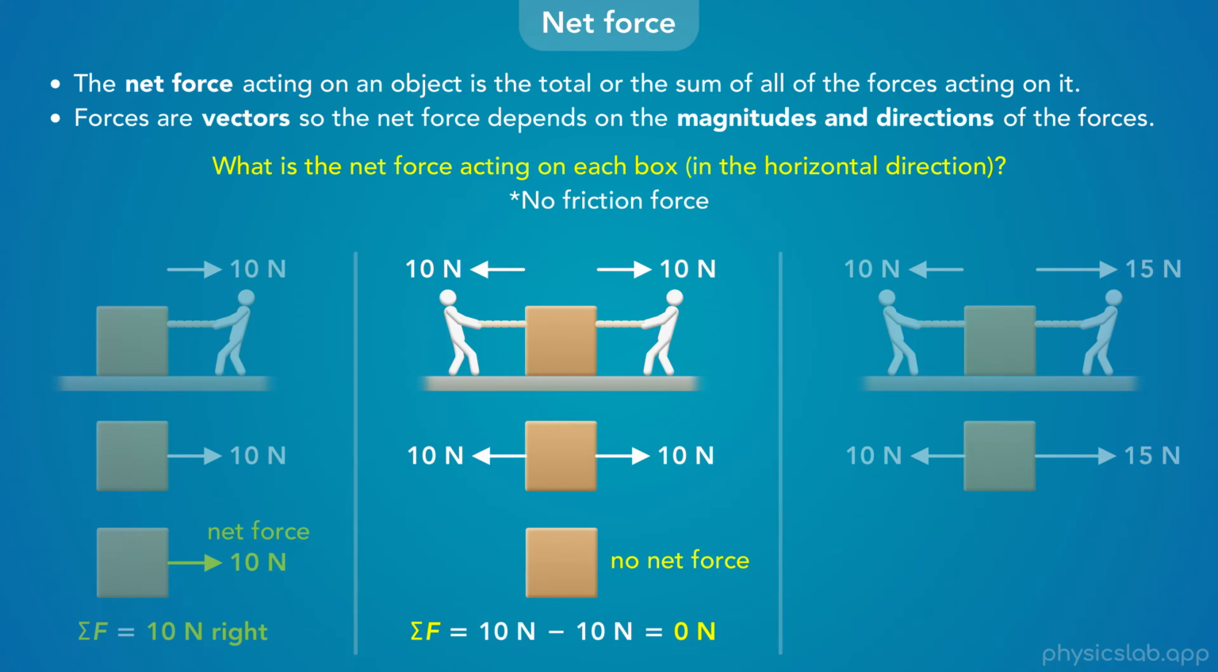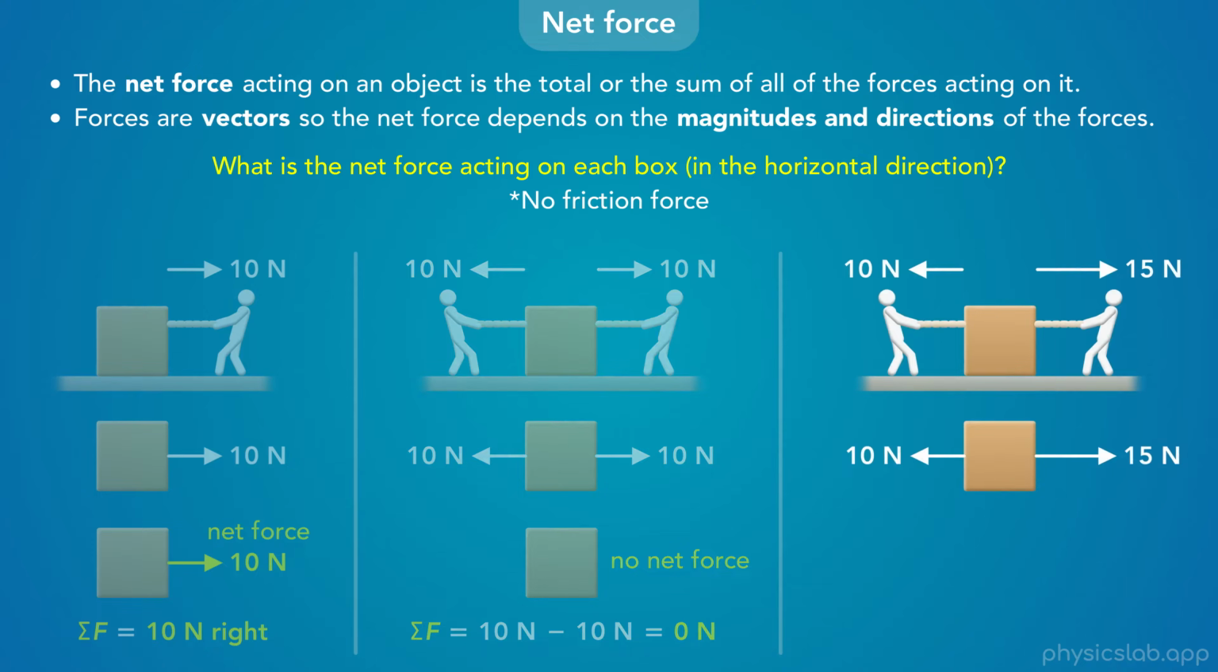We'll cover this more in the next video, but we can think of it like a game of tug of war. The 2 forces have the same magnitude or strength, 10 newtons, and they're pulling in opposite directions, so they cancel out and there's 0 net force.